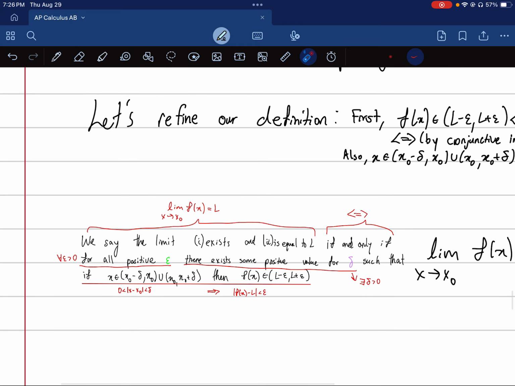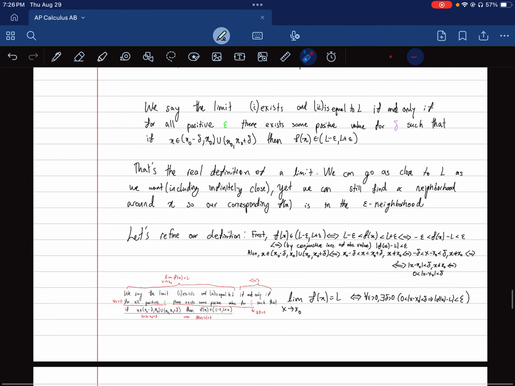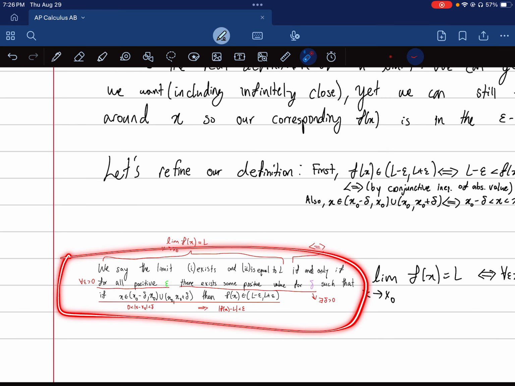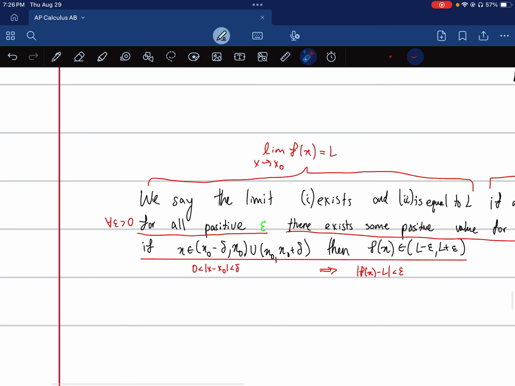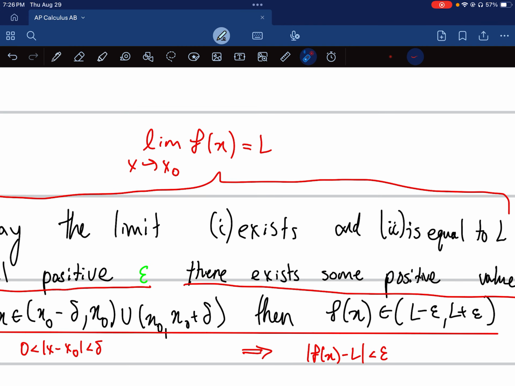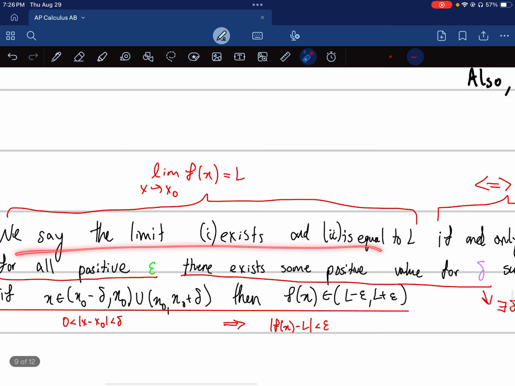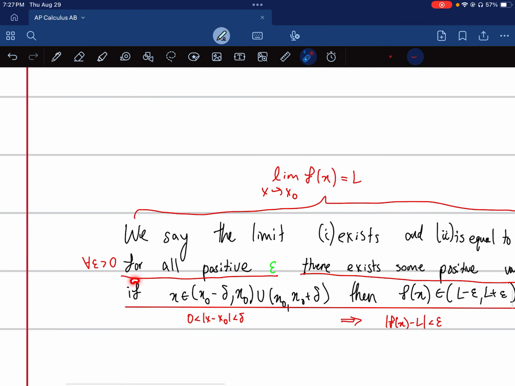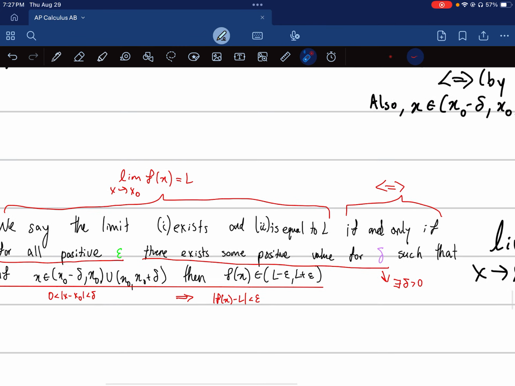Let's rewrite this definition into more math terms. So I'm just copying this definition right here and putting it here, and let's put it in math terms because it helps compute and proof. We say the limit exists and is equal to L, so the notation we discussed last video, limit of f of x is equal to L, so the limit as x approaches x naught of f of x is equal to L. That is what this means. If and only if, so we'll write a logical equivalence sign, for all positive epsilon, so for all epsilon greater than 0, there exists some positive value for delta.